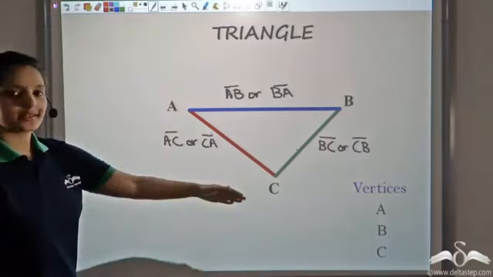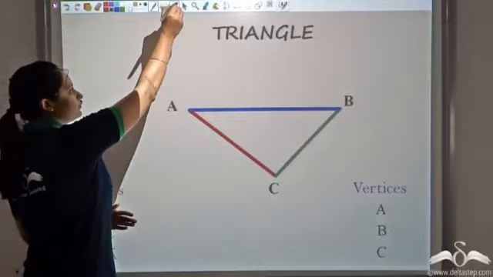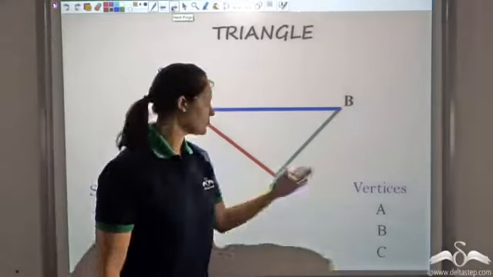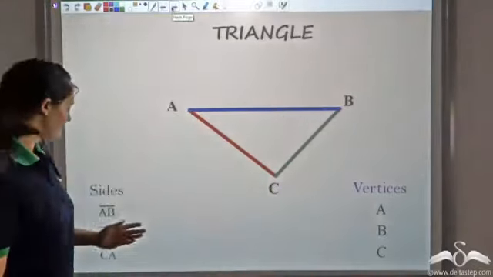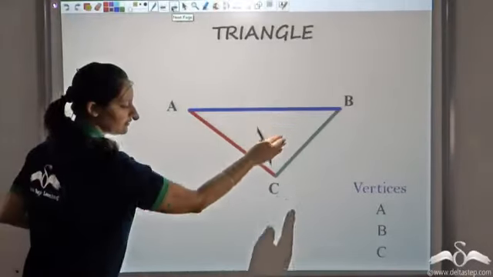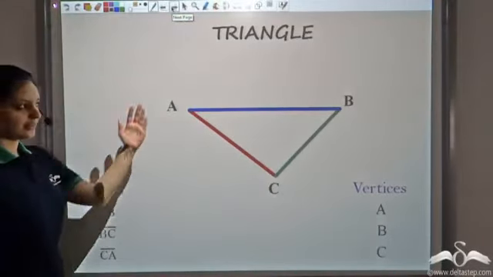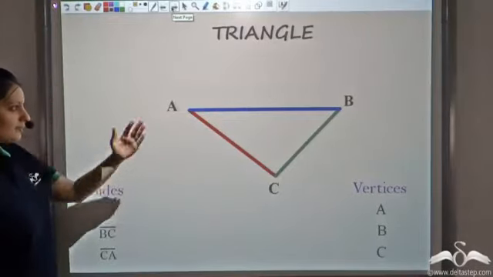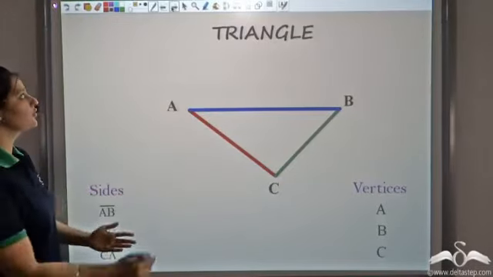So with these 3 vertices, I have 3 sides also. These are the 3 vertices, A, B and C. These are the 3 sides, AB, BC, CA. I've written them in clockwise order. You can write it BA, AC and CB also.